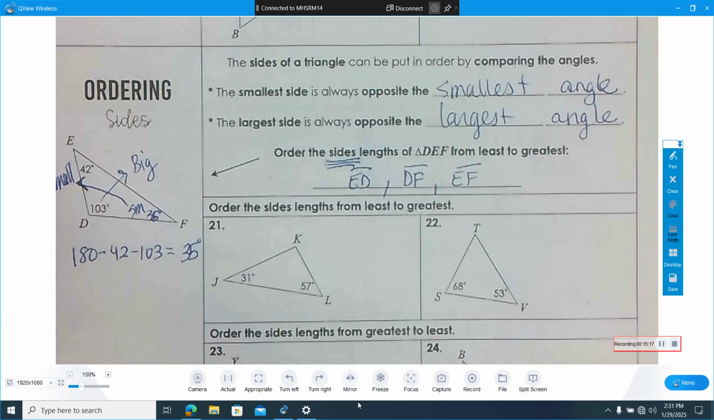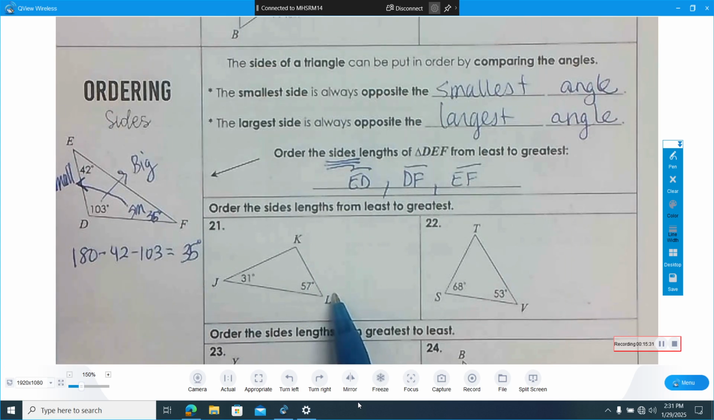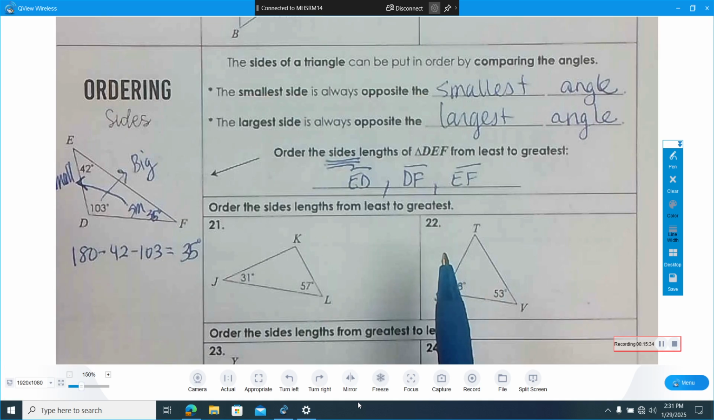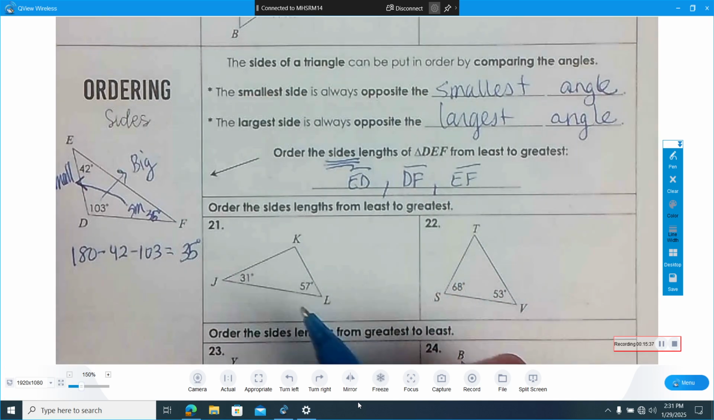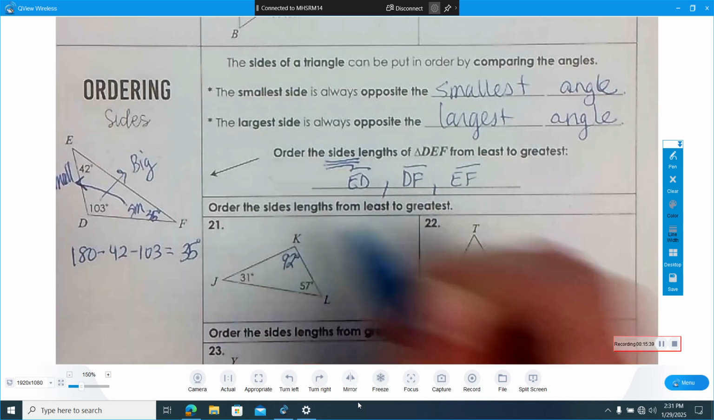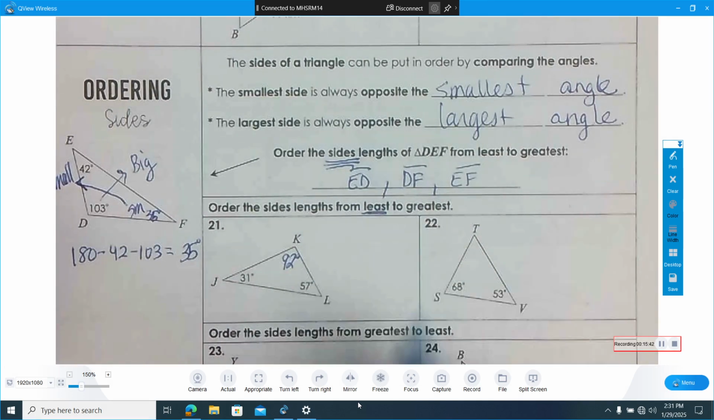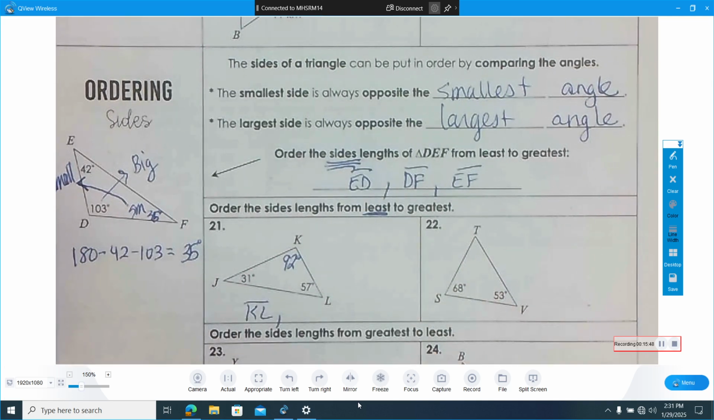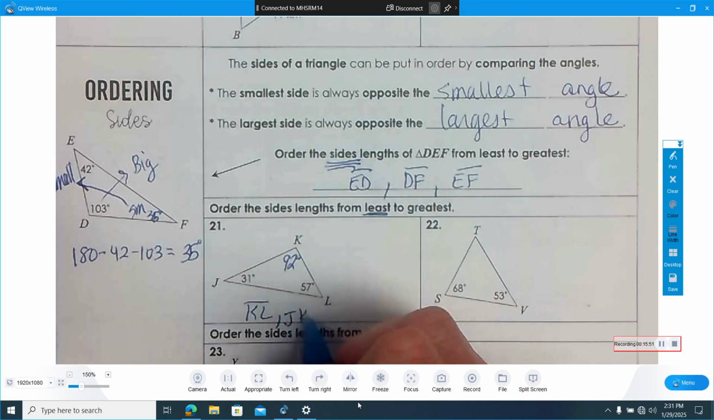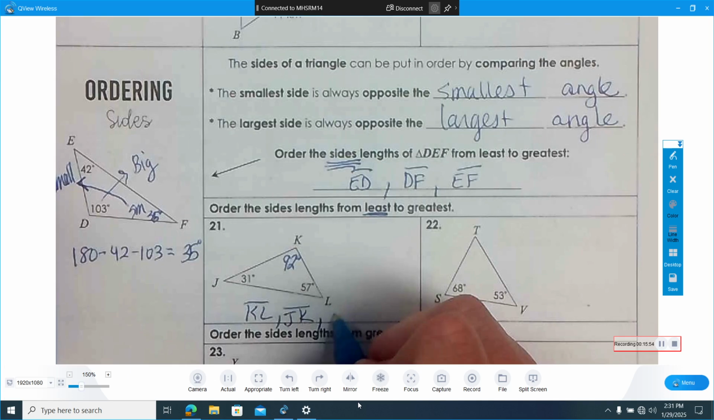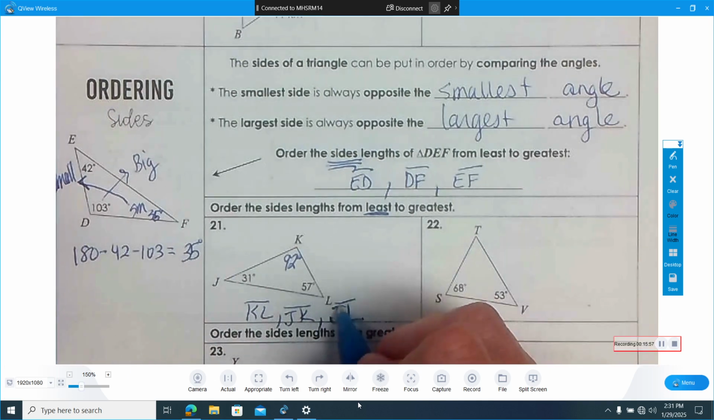Order the side lengths from least to greatest. Number 21. What's the measure of angle K? 92 degrees. What is our smallest side? KL. What is the second side? JK. And the third side? LJ, or JL. I'm going to do JL, but either one works.